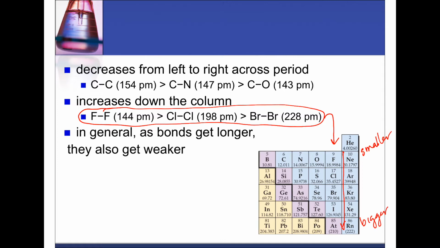And so if you bond two fluorines together, those are going to be the shortest bond length because the atoms are smaller. And then as you go down, two bromines together would be bigger because each bromine atom itself is bigger.